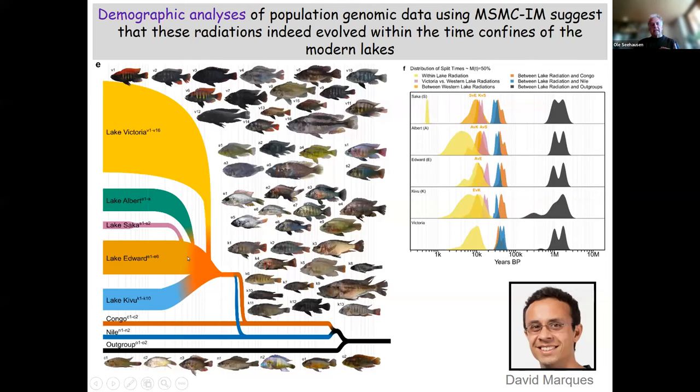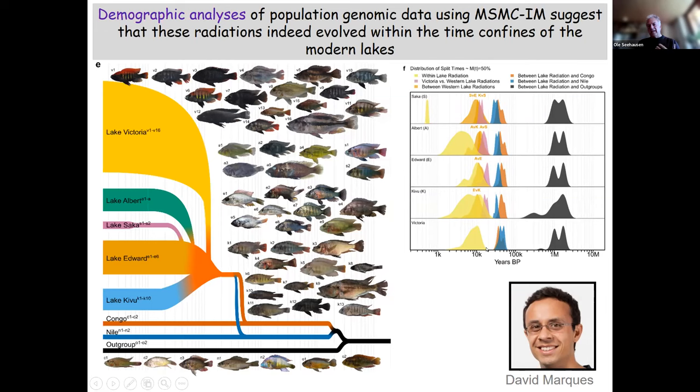Now David has used the genomes from within each of these lakes to estimate the distribution of split times between lakes and within lakes. I just want to focus you on this yellow part of the distributions. This is the within-lake radiations, and this is Victoria. For that, David estimated mutation rates from experimental families in the lab. We also estimated recombination rates from our crosses, and we know the generation times of these fish. These are the only constraining variables that go into the analysis, and David arrived at this distribution of split times.